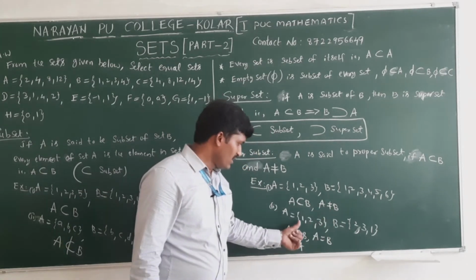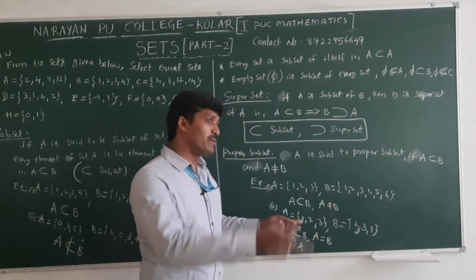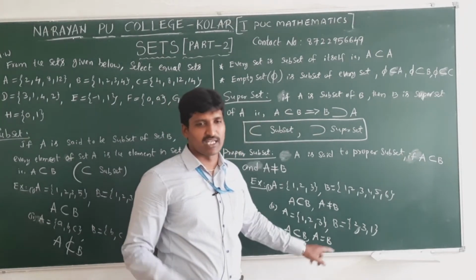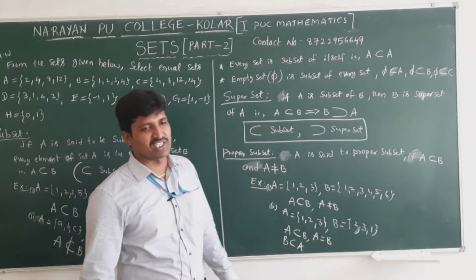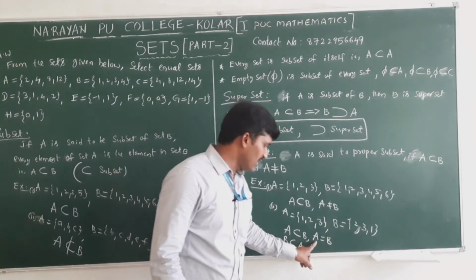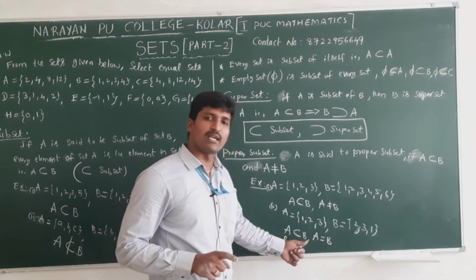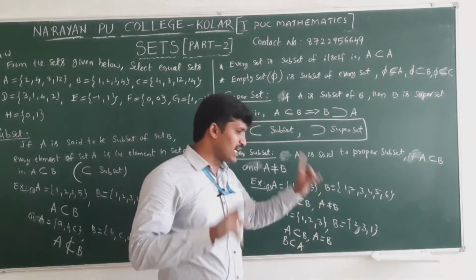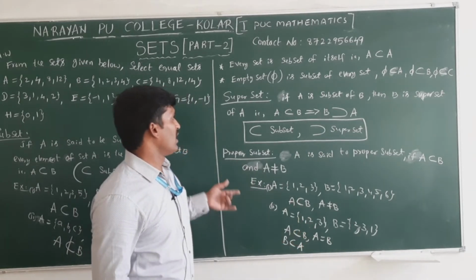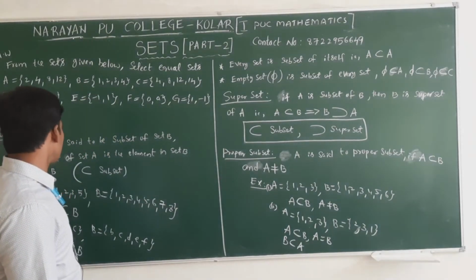Here observe, 1, 2, 3 and here 2, 3, 1. Any order you take, A is a subset of B and B is also a subset of A. And what did you get here? A equals B. From this we can define one more condition. If A is a subset of B and B is a subset of A, then clearly A and B are equal sets. Only then is it possible. Have all understood what is a superset and a proper subset? And coming to the subset definition.